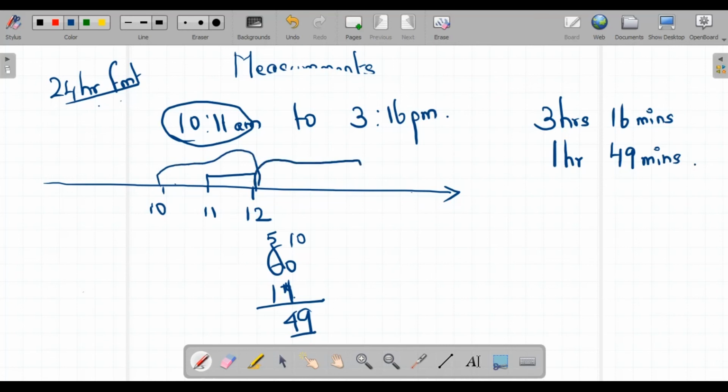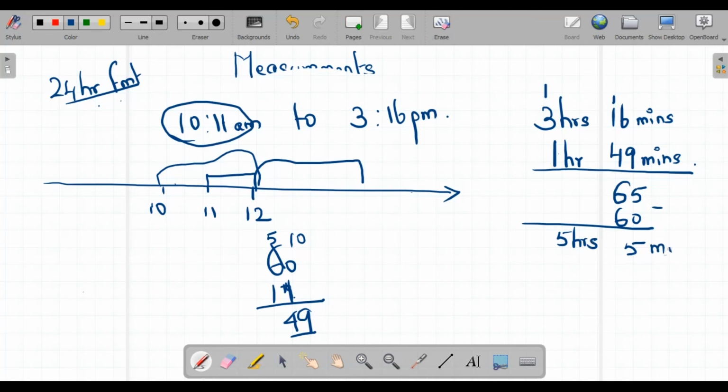I have another 3 hours and 16 minutes. So I'm going to add the two. 9 plus 6 is 15. So this goes as 1. 4 plus 1 is 5. 5 plus 1 is 6. 65 is greater than 60. So I'm going to do a subtraction. So this gets me 5. Since I'm doing a subtraction, I'm also doing a carryover here. So it is 3 plus 1 is 4. 4 plus 1 is 5. So it is 5 hours and 5 minutes.